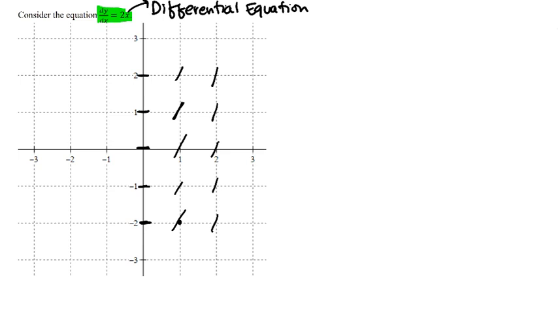Over here, where x is -1, the slope is going to be -2. And then where x is -2, the slope is -4, so that's really far down. Okay, and this is a decent slope field.